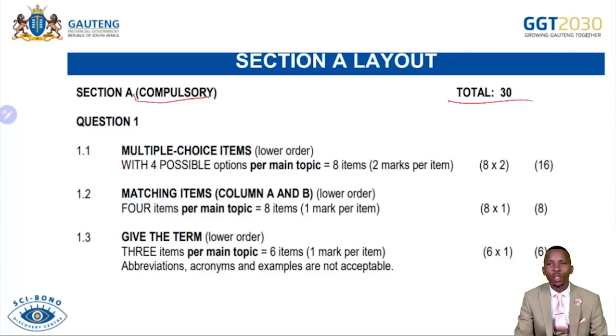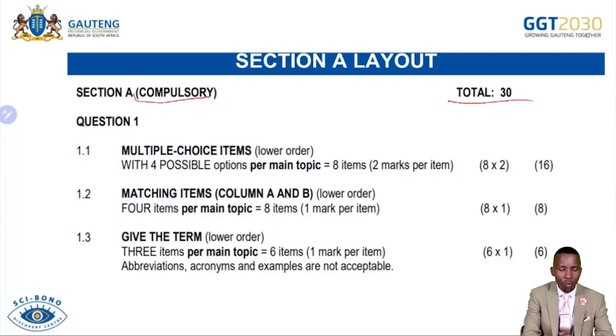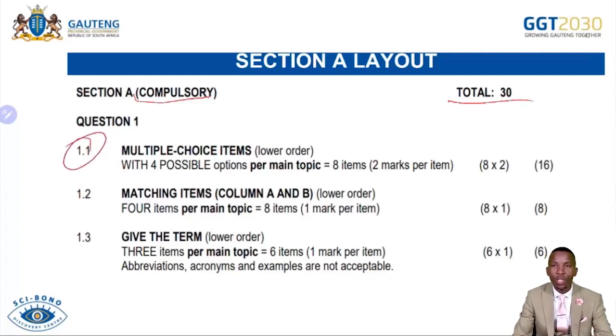Stop guessing. Stop going into the exam room thinking you know the answers while you don't even know the question paper. Ensure that you analyze everything given to you before you give an answer. It is very important. In 1.1, we have multiple choice, which is lower order. There is a statement and 4 options given. We have 8 items, and each item is 2 marks, so you work out of 16 marks in 1.1. It's very important that you grab those 16 marks and put them into your bag.